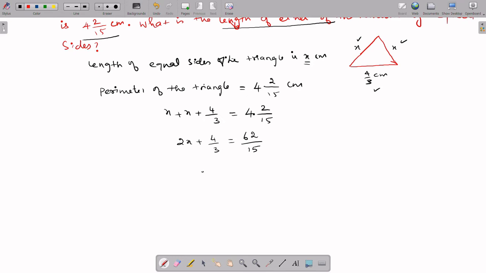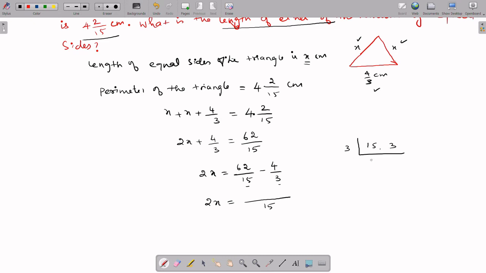And you have to take this 4/3 to the other side. So 2x is equal to 62/15. When you take this plus 4/3 to the other side, it becomes minus 4/3. We are transposing 4/3 from plus to minus. So 2x is equal to, we have to take the LCM of 15 and 3.